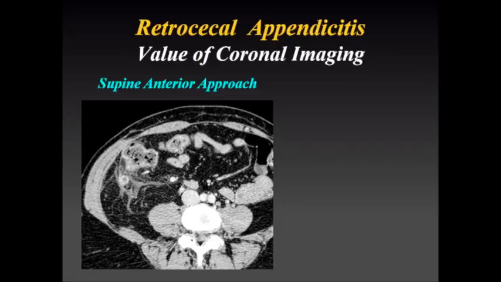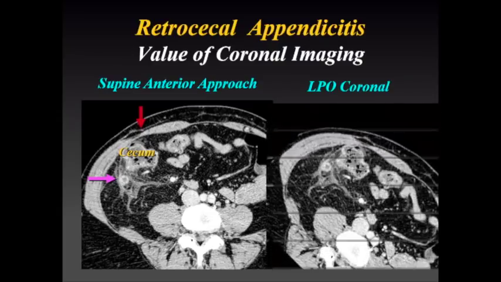If we come from a supine anterior approach, we're going to run into a lot of bowel gas in the cecum, and we're going to miss this retrocecal appendix. However, if we scan the patient in an LPO coronal view and just come through the left flank, that appendix will now come into view.